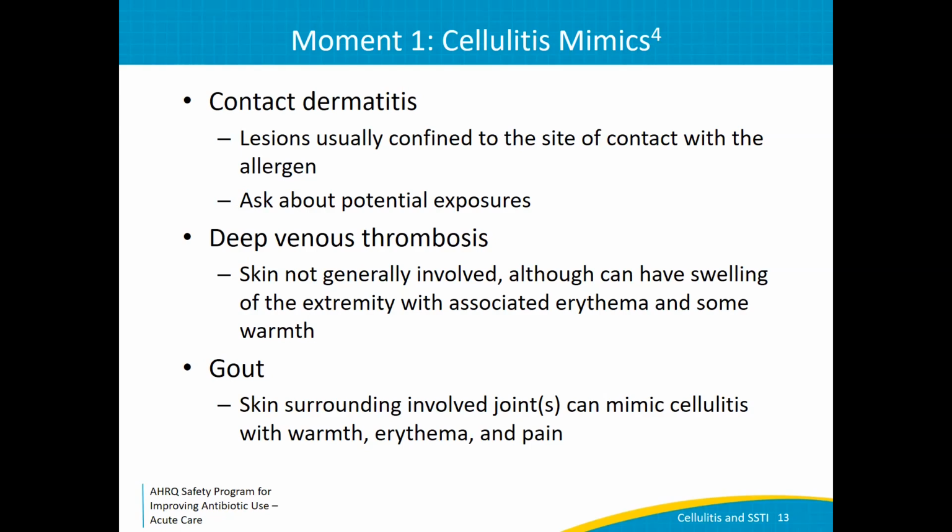And gout, which is a crystal arthritis, deposition of uric acid crystals in a joint, will cause a lot of intense pain, redness, and swelling localized at the joint that's infected, very often a toe. And it can even cause some inflammation in the skin close to that joint. But it will really be joint focused, different from cellulitis. And so this is something to consider, particularly if you know that a patient has a history of this condition.